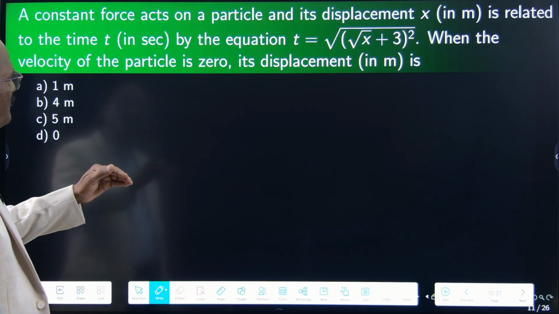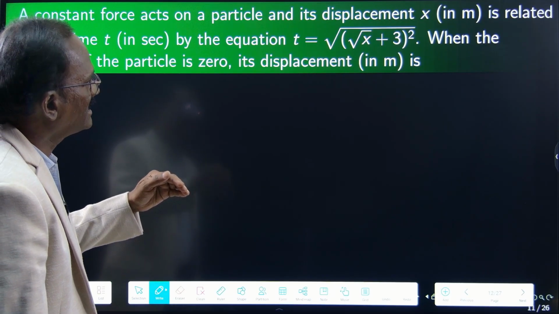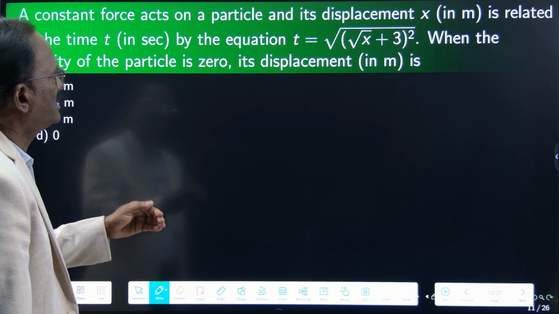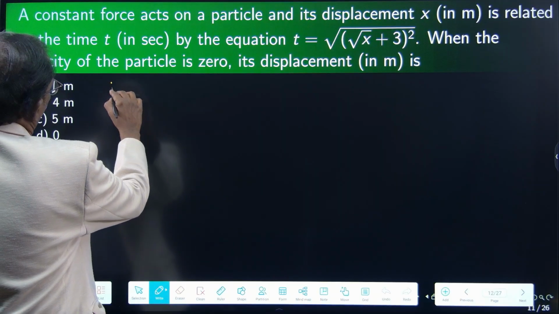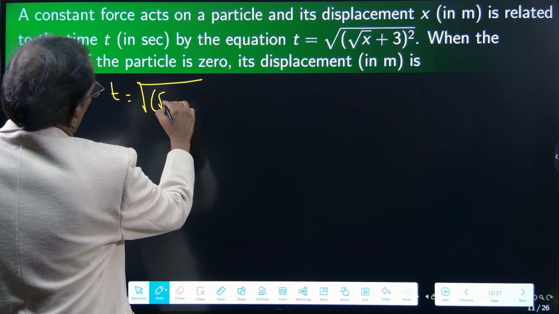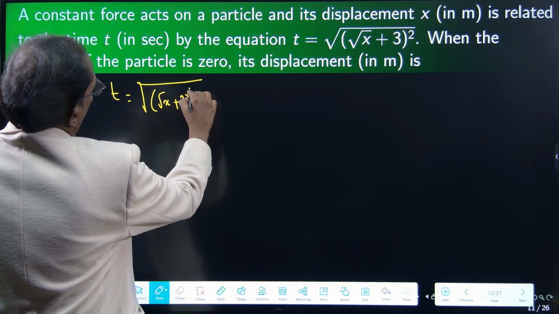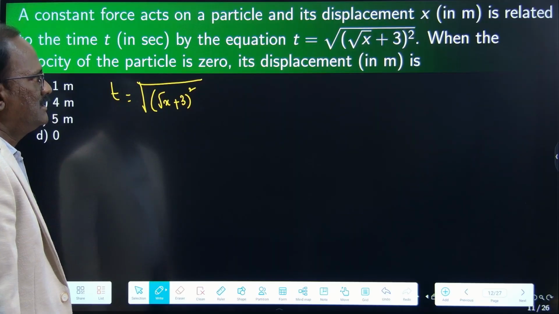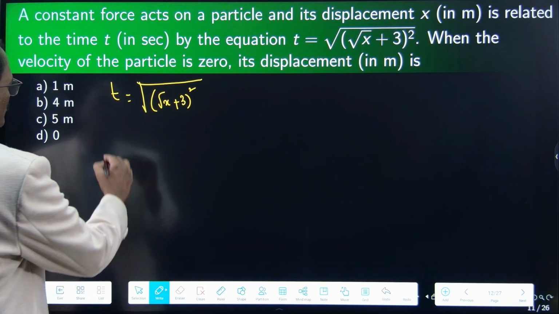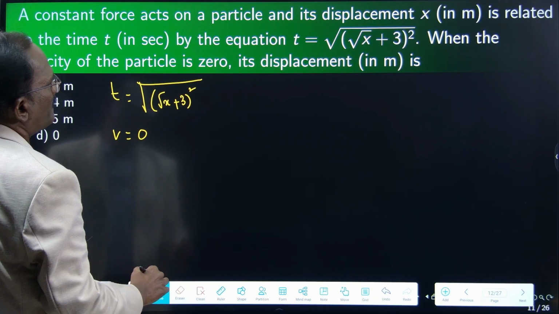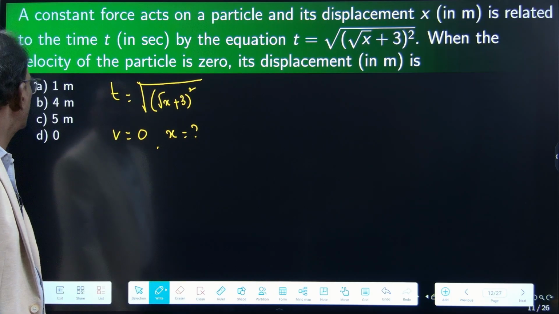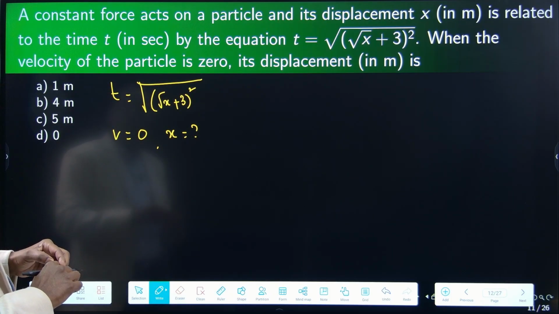Next question: a constant force acts on a particle and its displacement x in meter is related to the time t in second by the equation t = square root of (root x + 3) squared. This is how the displacement and the time are related. When the velocity of the particle is 0, when v = 0, x is equal to what? Displacement is what? 1 meter, 4 meter, 5 meter, 0?